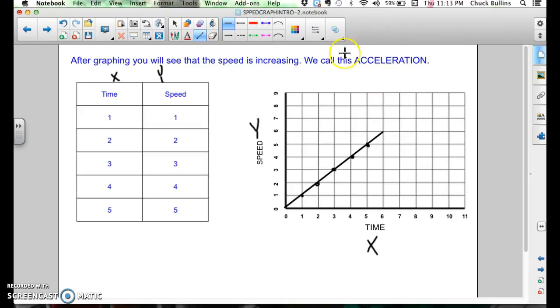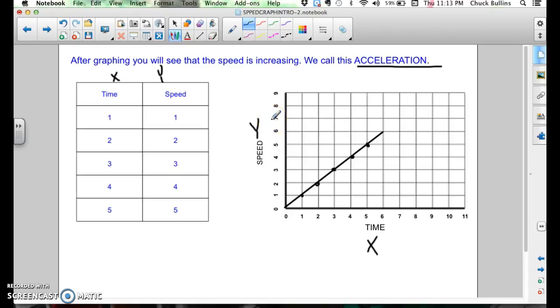Now, obviously you see here that this is going to be called acceleration. Let's make some sense out of this data. At 1 minute, this object was going 1 mile an hour. At 2 minutes, 2 miles an hour. At 3 minutes, it went 3 miles an hour. At 4 minutes, it went 4 miles an hour. You can obviously see that as time goes by, the speed increases.